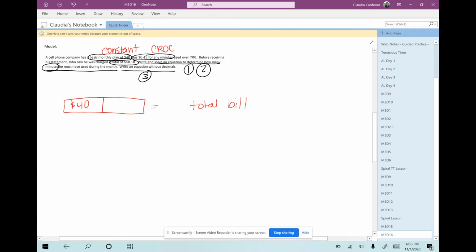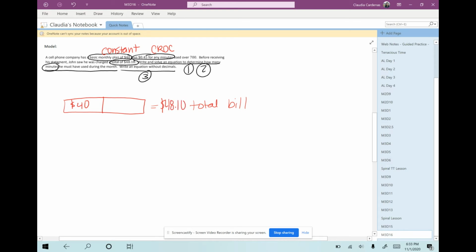Then I know that the rest of it is 45 cents for any minute, but I'm not sure how I can represent that. Well, I know it will change depending on the amount of minutes, so let's continue reading to the next sentence to see if we learn anything additional. Well, we see that John's total bill is $48.10. So let's add that the entire tape diagram equals this total.